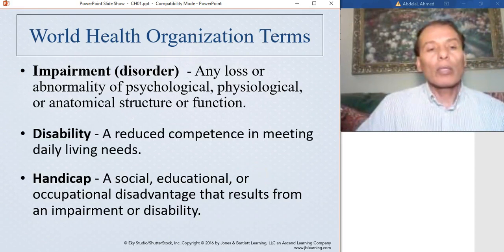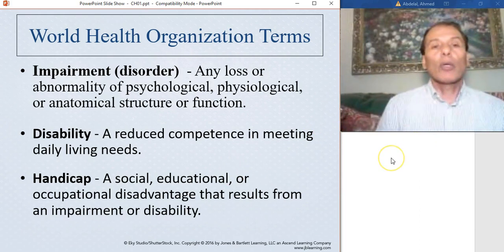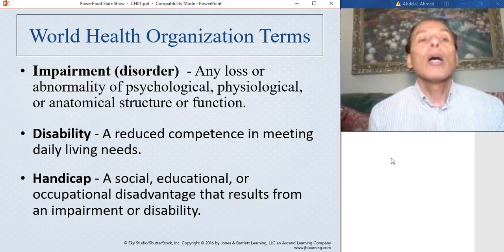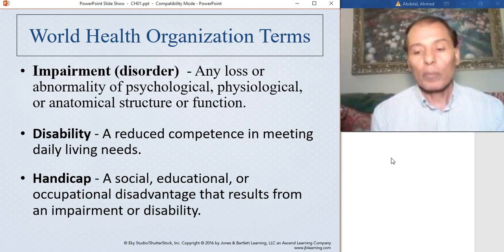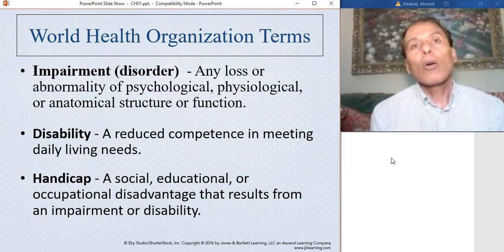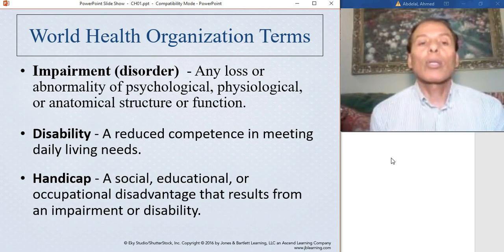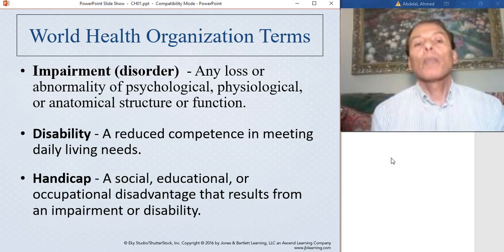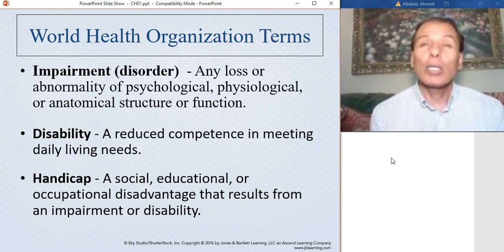Now we're going to go over some terminology from the World Health Organization. For example, what are the differences among impairment, disability, and handicap? An impairment is a loss of psychological, physiological, anatomic, or functional ability. For example, someone might have depression. That's an impairment because it affects how they communicate with others.